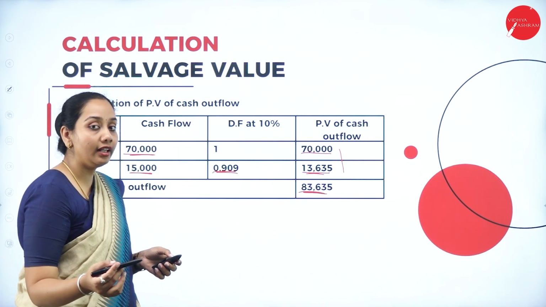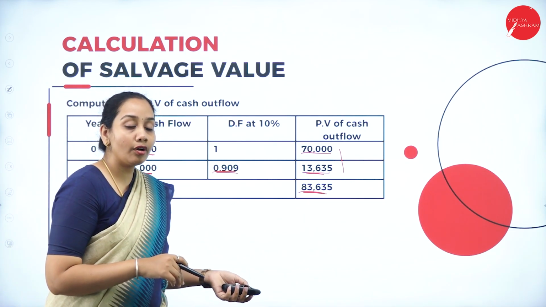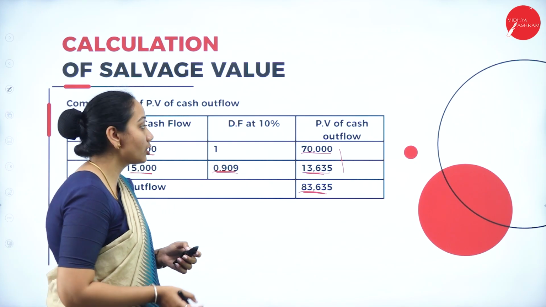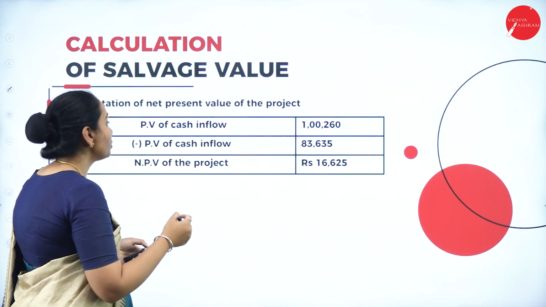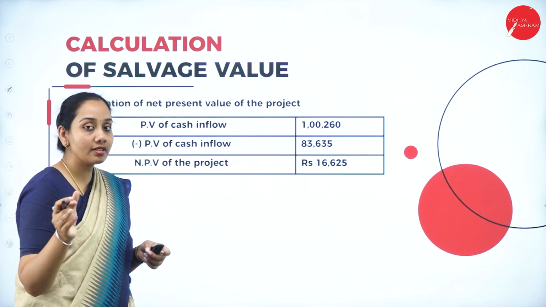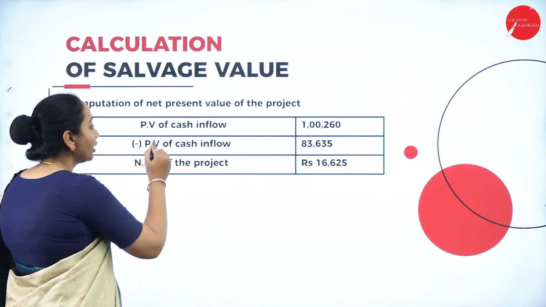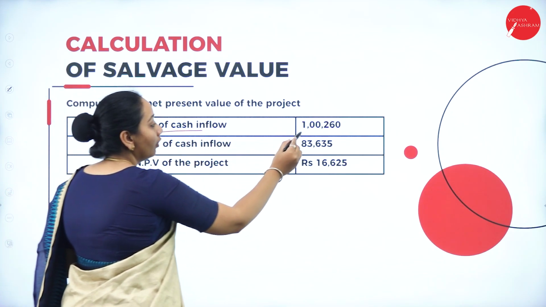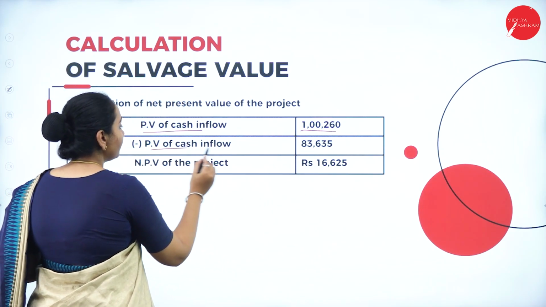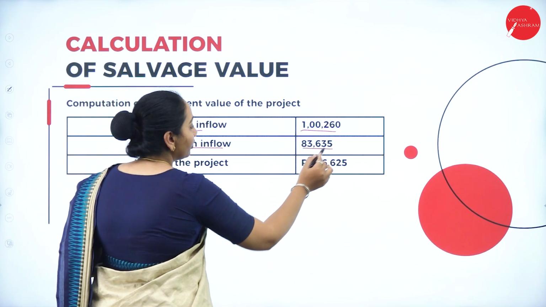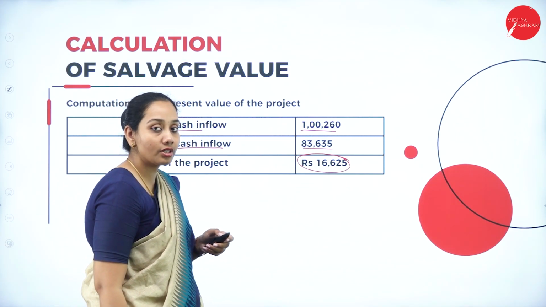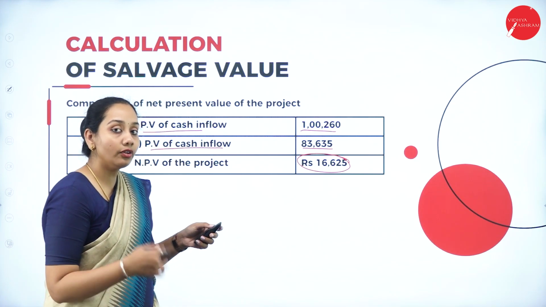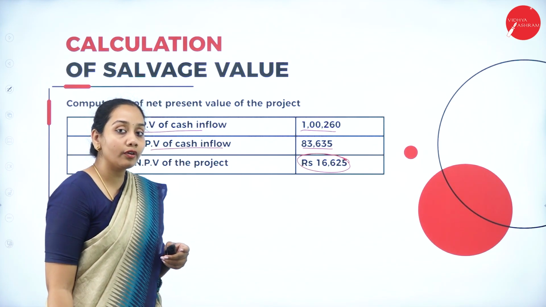Now we have calculated the present value of the cash inflows and cash outflows. In order to get the present value of the project, we are supposed to calculate the net present value: present value of cash inflow 1,260,000 minus present value of cash outflow 83,635. We'll get a net present value of 16,625. This is how you calculate the salvage value of the project.